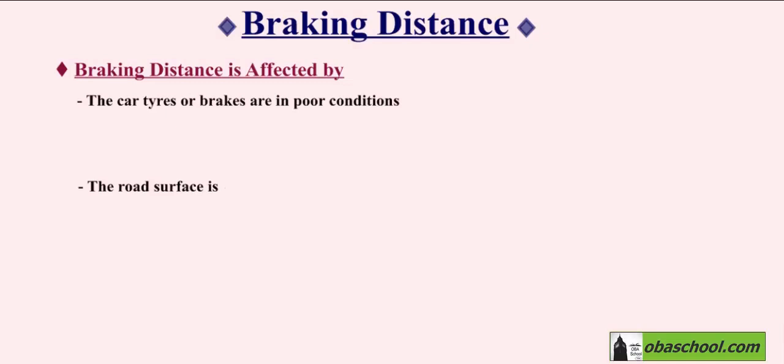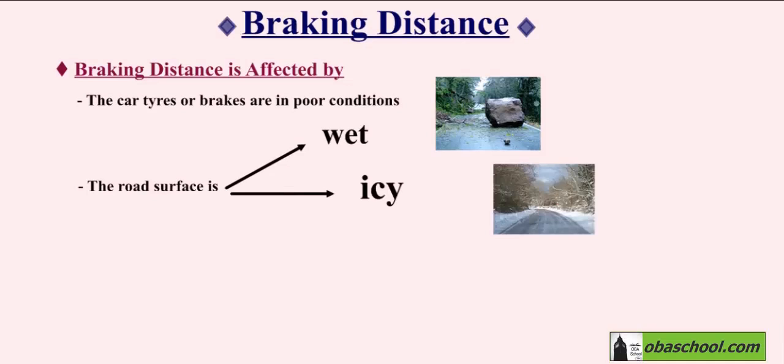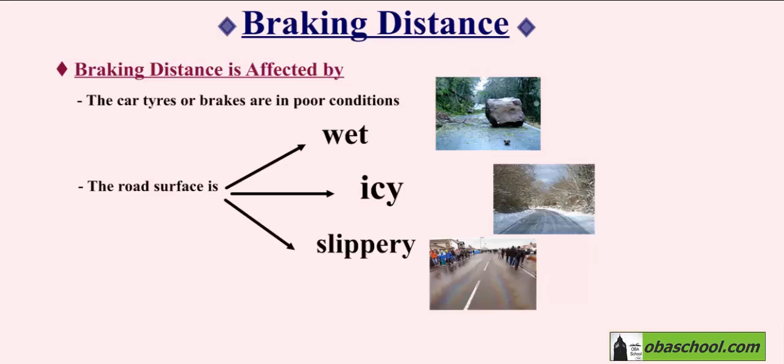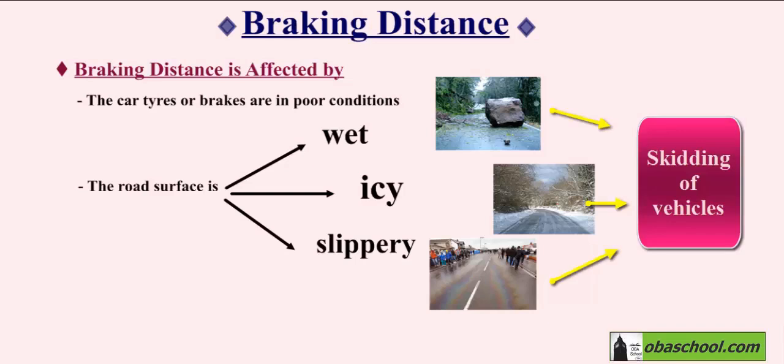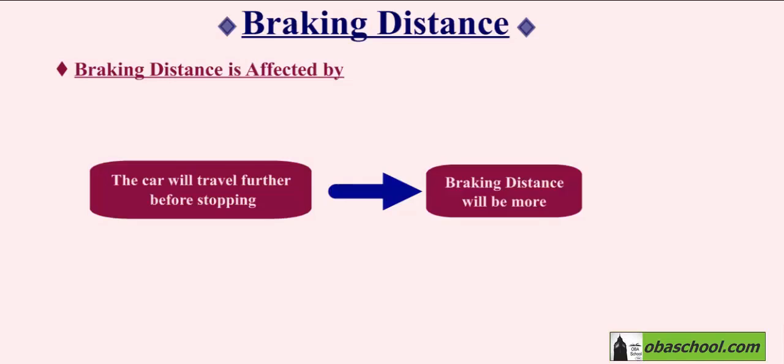Also, there is the road surface, the condition of the road surface. If it's wet, this will cause the car to skid. Also, if it is icy or slippery, like if some kind of slippery liquid was spilled on the road, all of these will cause skidding of vehicles, and the braking distance will be longer, which means that the car will travel further before stopping, causing a larger braking distance.